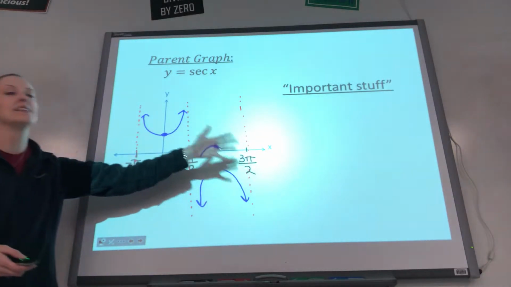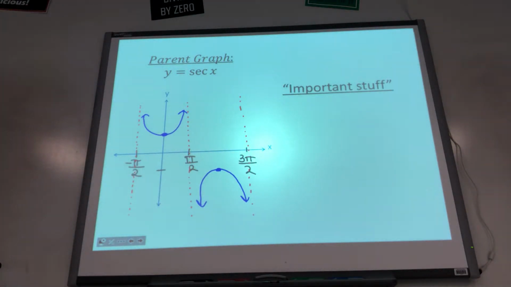Now again, this is all stuff that you could get off of the graph, but I like to just kind of list it out because you saw yesterday, if the period changes, you have to take the old important stuff and divide it all by b. So here's the important stuff for secant. You can see it right there. The left asymptote is at negative pi over 2.